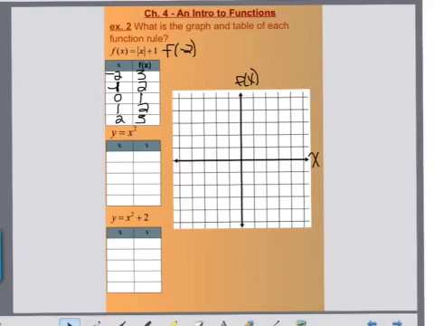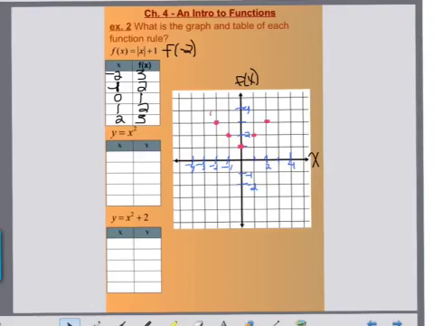So we're going to plot these points on our graph. Well, I'm just going to number it by ones. So 1, 2, 3, 4. 1, 2, 3, 4. -1, -2, -3, -4. And then the bottom is down here. So -2, 3 gives us this point. -1, 2. 0, 1. 1, 2. And 2, 3.